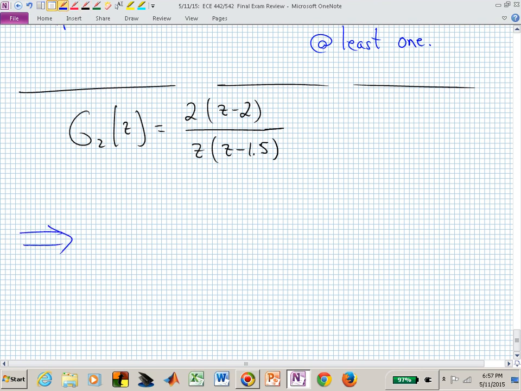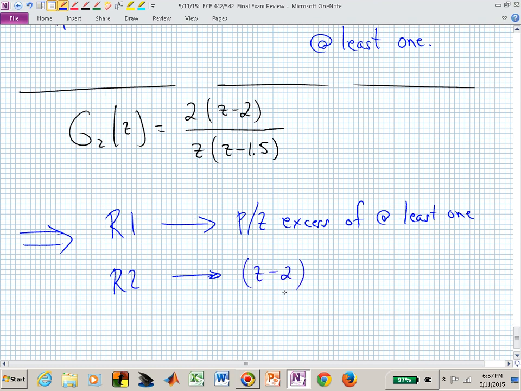Now what restrictions or constraints are in play? More than one. That's a valid answer. Restriction 1 says that we need a pole zero excess of at least 1. Restriction 2, I'll just say that's dealing with zeros. That means that the unstable zero factor in the plant has to be retained in our desired closed loop transfer function. Z minus 2 is a zero factor in T sub C of Z.